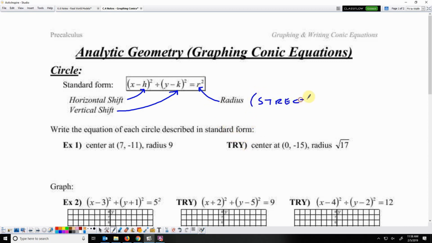In a circle, a horizontal stretch and a vertical stretch, or a dilation, is the same. Horizontal and vertical stretch is exactly the same, which is what makes it a circle. And I'll show you later in the equation how that actually represents both different stretches.